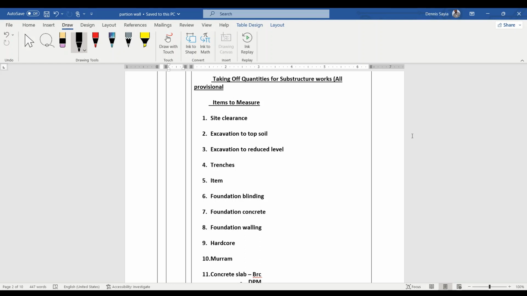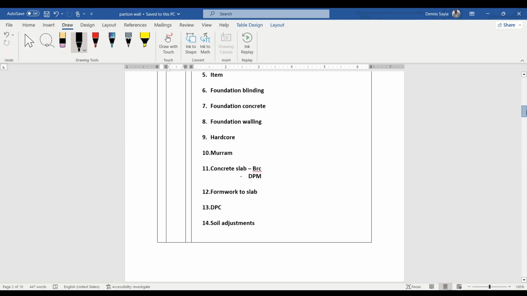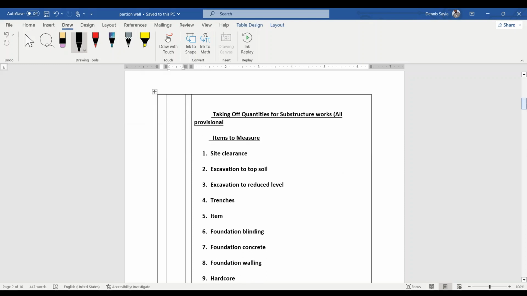So items to measure, we have site clearance, excavation of top vegetable soil, excavation to reduce level, trenches, we have the item, foundation blinding, foundation concrete, foundation walling, hardcore, maram, concrete slab, formwork to the slab, DPC, and soil adjustment. So we are going to start with the site clearance.